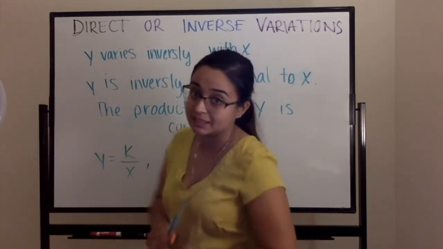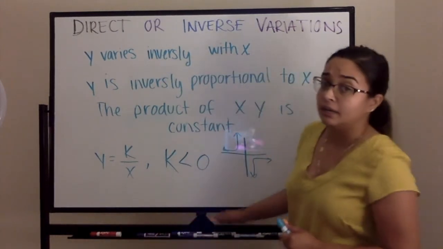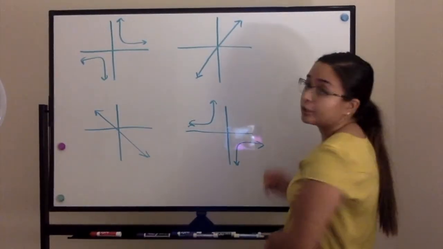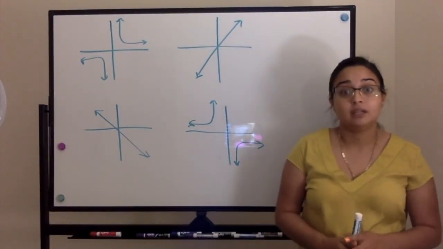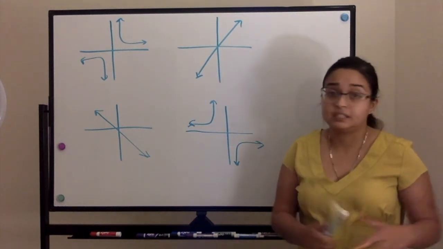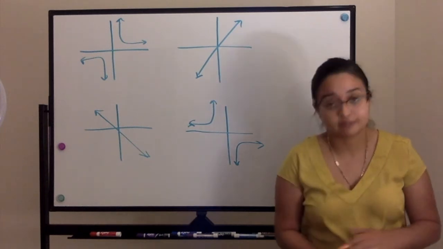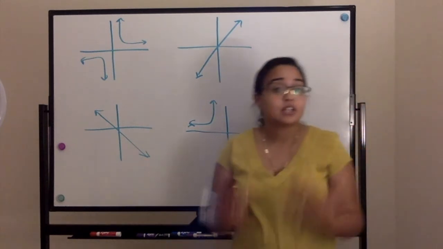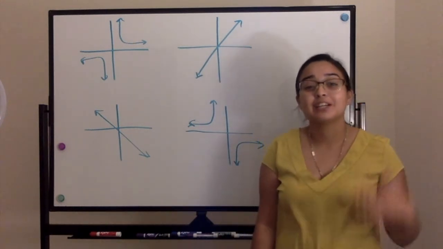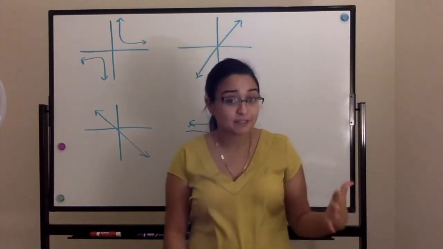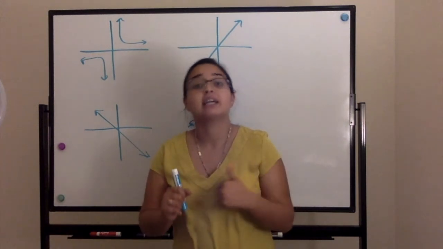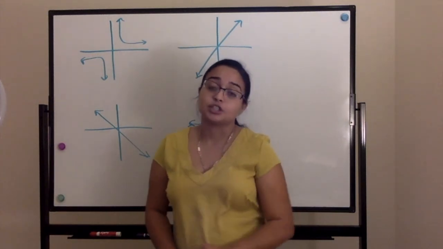For your assignment today, I have these 4 graphs. Tell me which graph is a direct variation and which one is an inverse variation. Now, you're not just going to tell me whether it's direct or inverse. When you tell me whether it's direct or inverse, I want you to also tell me whether k is greater than 0 or k is less than 0. Make sure you look back at your notes.